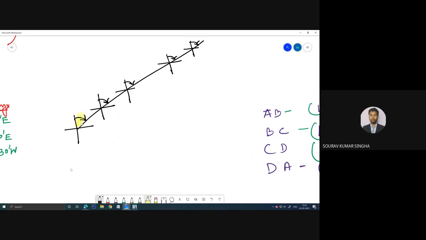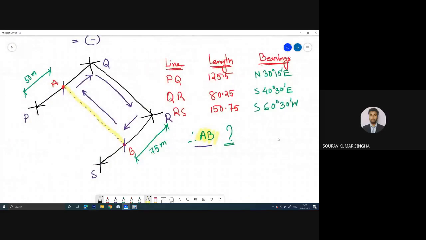Just tell me, if this bearing we know, all the bearings will be same or different? Tell me, in the same line. Sir, in the case of the same line it will be same. Exactly. So that means here this bearing is given.